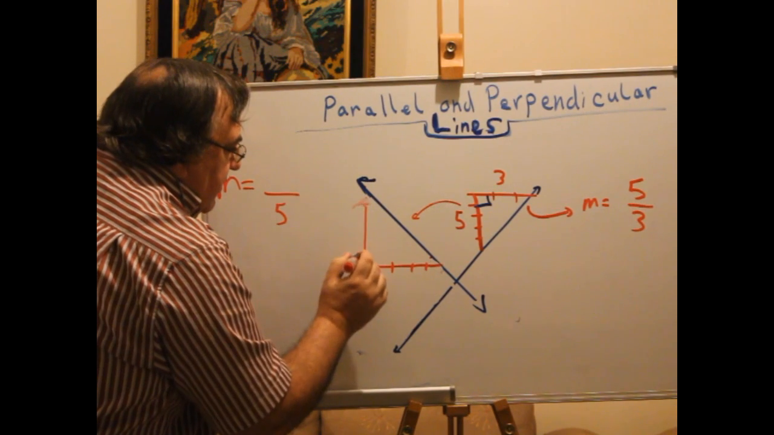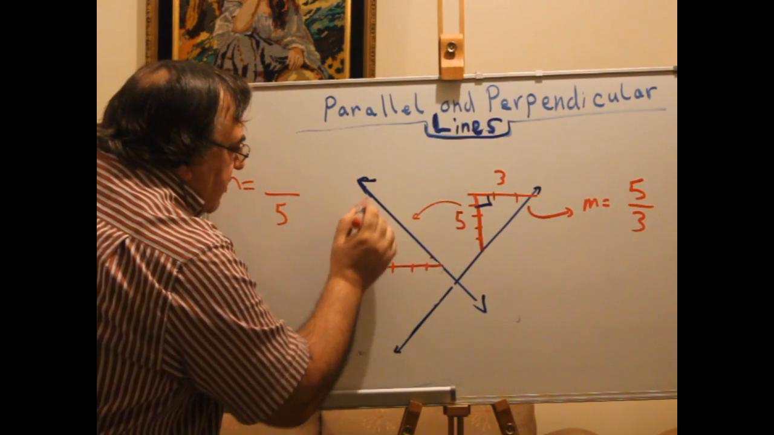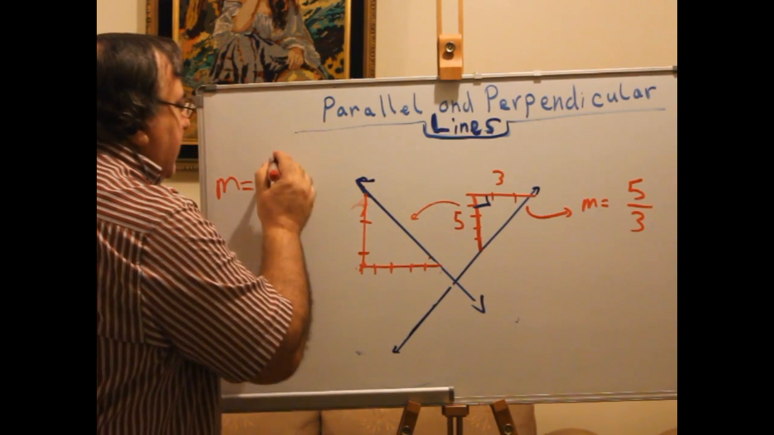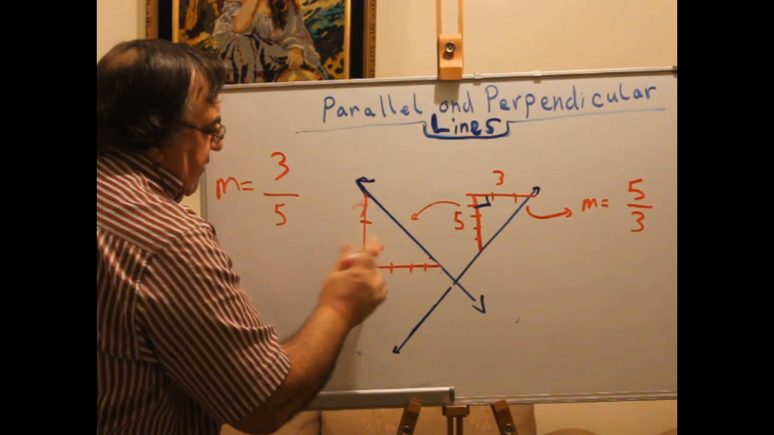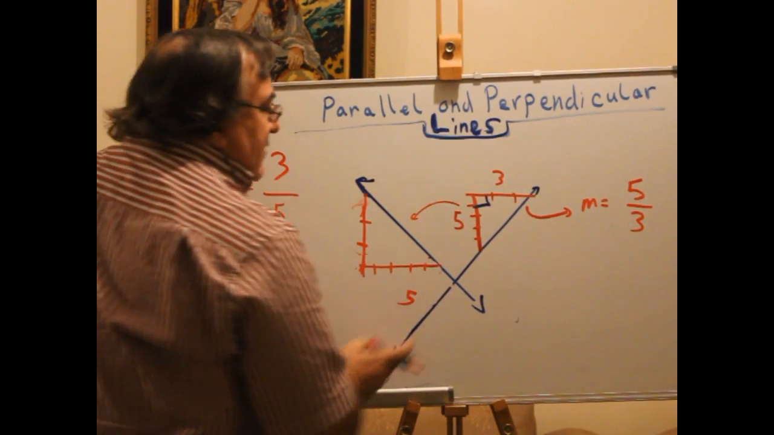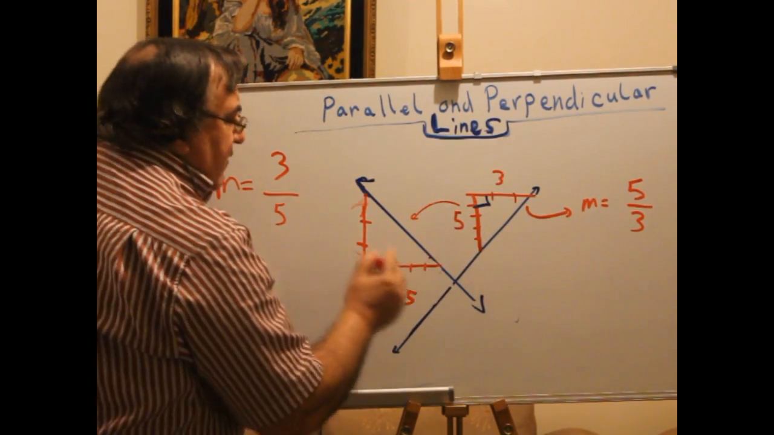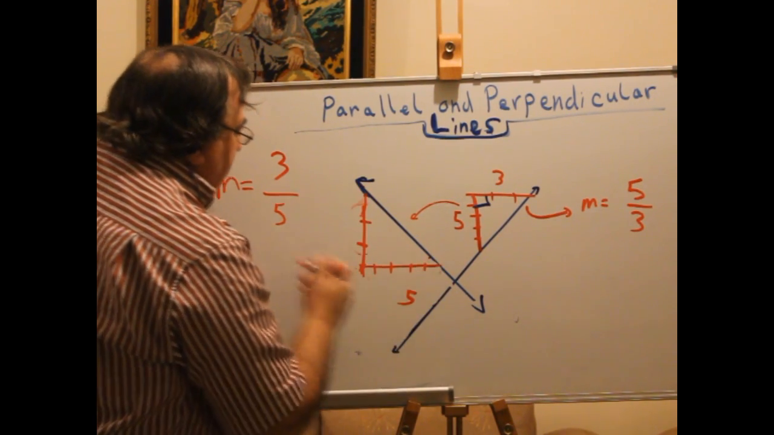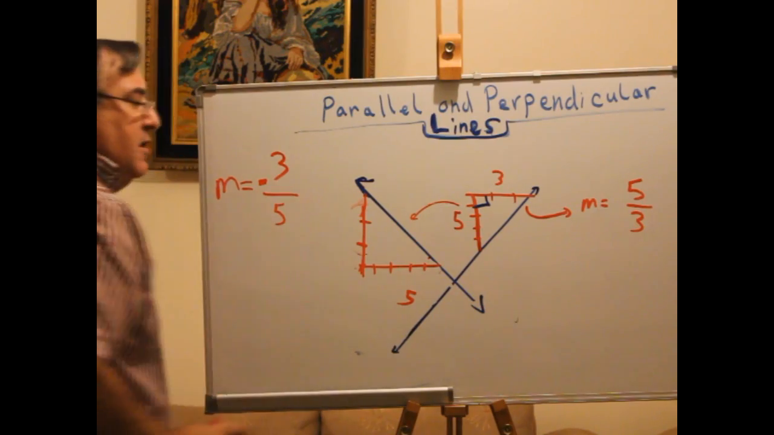No, it will become here. You see? 1, 2, 3. It will become 3. So the slope will become 3 over 5. But you know that in this way, always the line is positive. In this way, the line is negative. So it is minus 3 over 5. So always it is negative. So what do you notice?